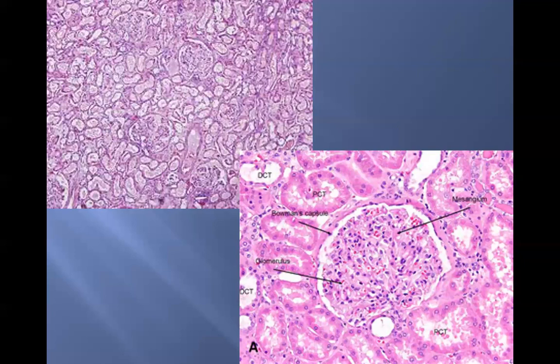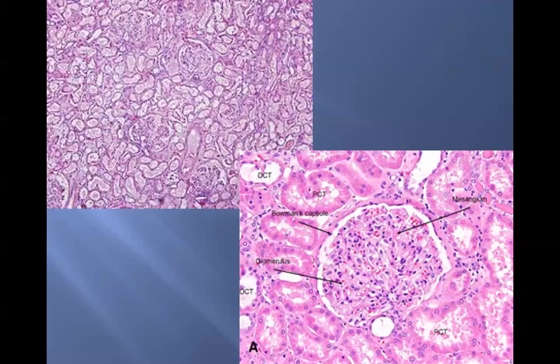Clear? Now, in the glomerulus, this is one glomerulus. This is the parietal epithelium, which is forming the Bowman capsule. This is Bowman space where the urine starts collecting, right? And these are capillaries.